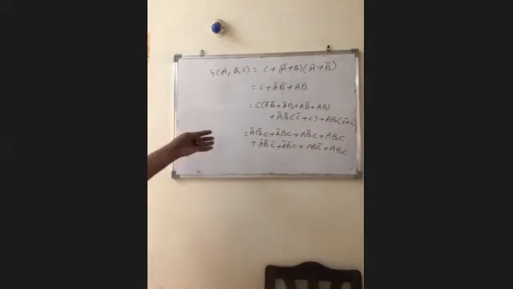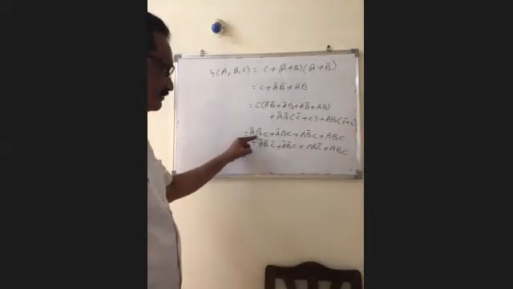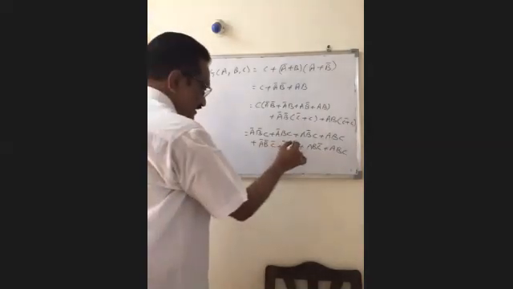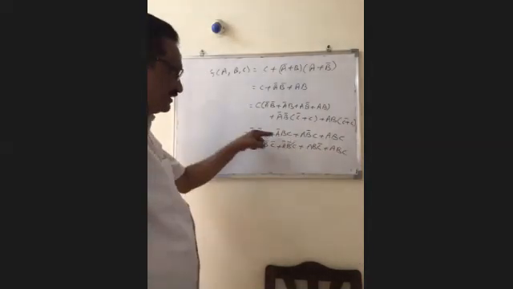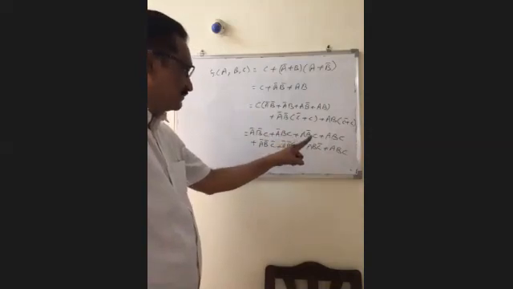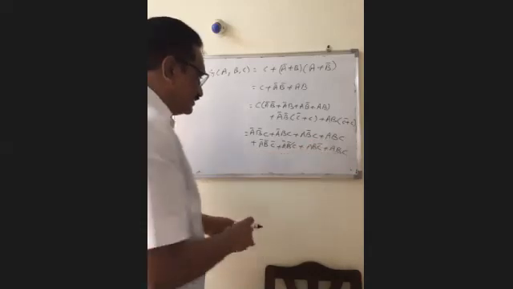Next, remove the redundant terms, repeated terms. Are there any repeated terms in this one? A bar B bar C. Yes, here also there is an A bar B bar C, so cancel that one. Next, A bar B C. Now, A B bar C. Now, next A B C. Cancel this one.